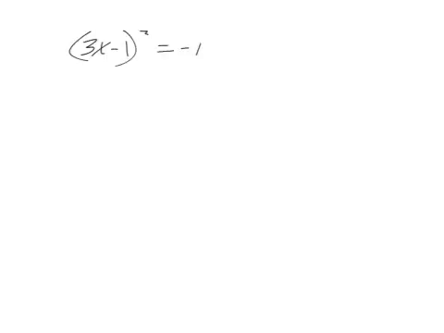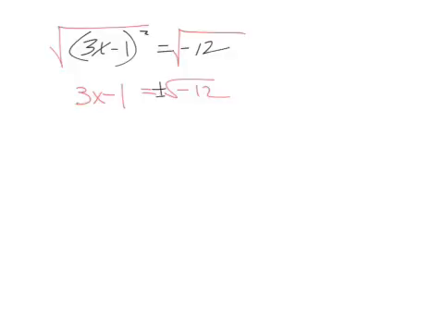(3x minus 1) squared equals negative 12. Alright, so we're going to do the same thing. We're going to take the square root of both sides. Okay, so we end up getting 3x minus 1 equals the square root of negative 12. Now, when we take the square root of both sides, this becomes a plus or minus. Alright, so now we have plus or minus square root of negative 12.